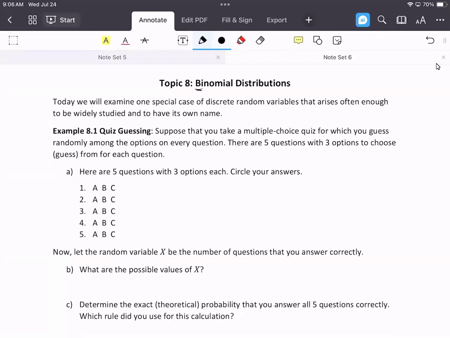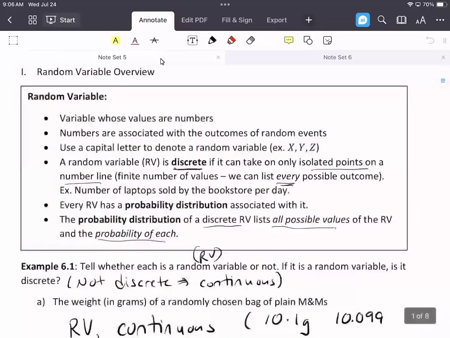Actually, it's a special case of discrete random variables that often arises. And it happens frequently enough that it does have its own name. You may be like, well, wait a minute. Can we go back for a minute? Discrete random variables. Let's go back and take a look and see what those are. Just as a reminder, a discrete random variable, first of all, it's a variable whose values are numbers. And also it's discrete only if it can only take on isolated points on a number line. So there's a finite number of values.